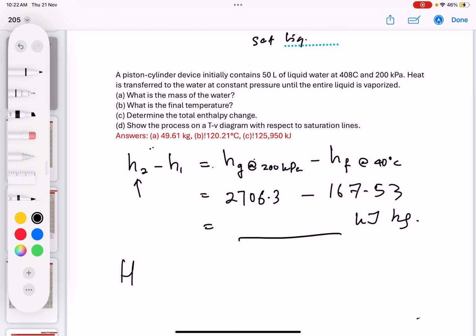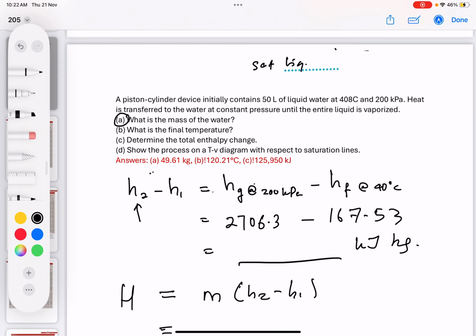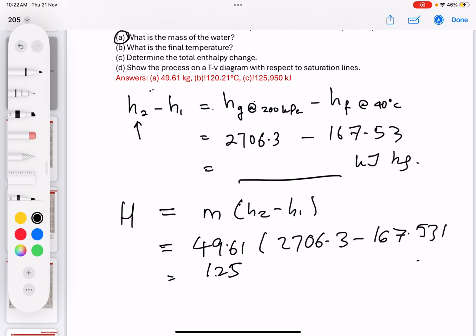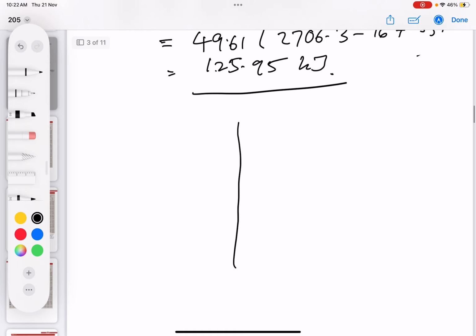If I want to calculate the total enthalpy change, which is H equals mass multiplied by h2 minus h1, the mass was already calculated in part A. So it's 49.61 multiplied by 2706.3 minus 167.53, and I get H equals 125.95 kilojoules, because H should be in kilojoule, while the specific enthalpy is kilojoule per kg. And then the question asks me to draw a TV diagram.